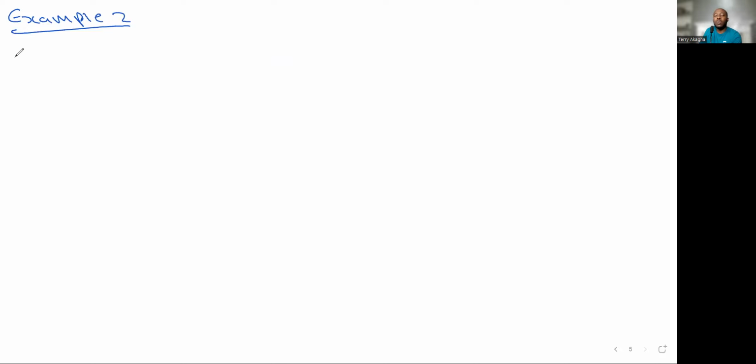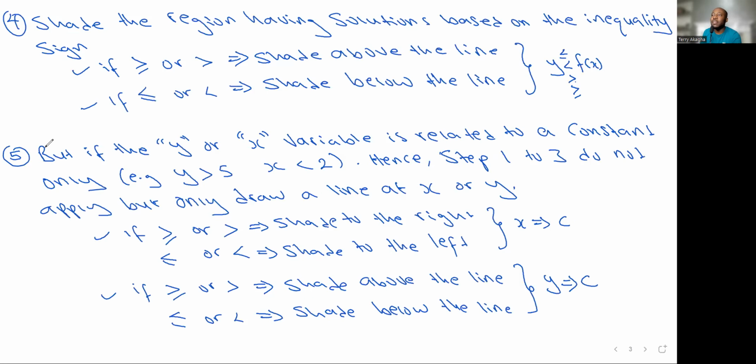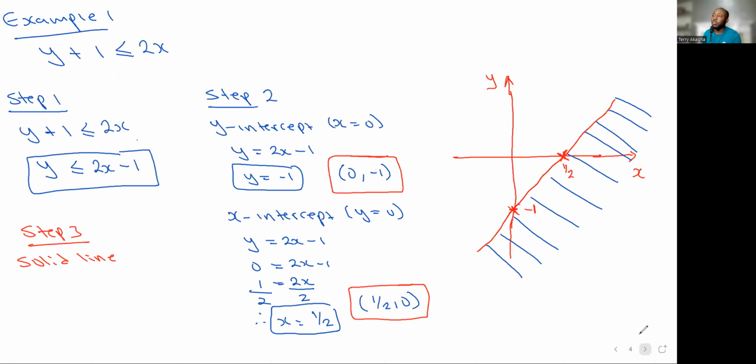So let's assume we're having y is less than 4. Now this, as you can see here, y is directly related to a constant. So that was the reason why we said step 5. If the x or y variable is related to a constant only, like for instance this example, then steps 1 to 3 we just did do not apply, and you only draw a line at x or y.